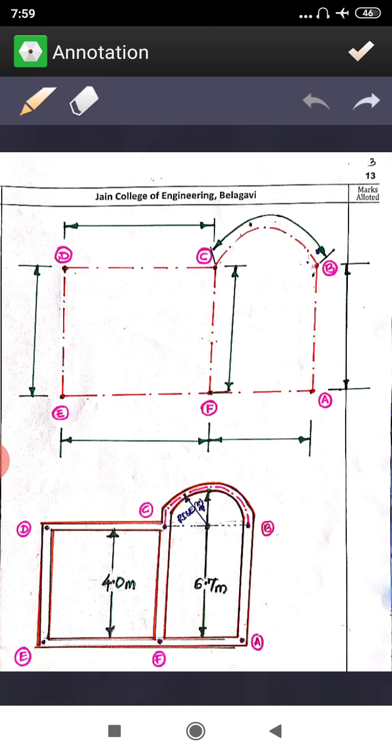Getting the distance of AB, which is equal to CF, which is equal to DE, is easy. Then the distance of CD and EF is also easy. Only thing is that you are supposed to determine the distance of BC, which is a semicircular portion. Now I'll show you the calculation of AB, BC, CD, DE, EF and FA.